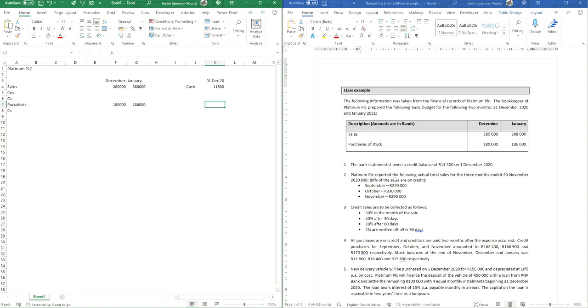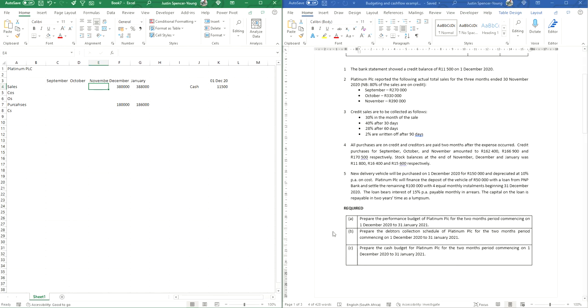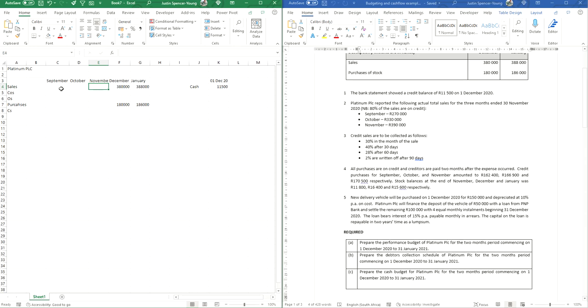Platinum PLC reported the following actual total sales for the 3 months ended 30 November 2020. Note, 80% of the sales are on credit. So they're giving us some historical sales here. What if we came back here and put September, October, and November? Remember they said we're going to have to prepare a debtors collection, some debtor days type of work. They're setting us up here, because here are 3 historical months and we're going to have to do some debtors collection for these months. It's going to be based on historical sales, because that's what debtors are. So let's plug in some numbers.